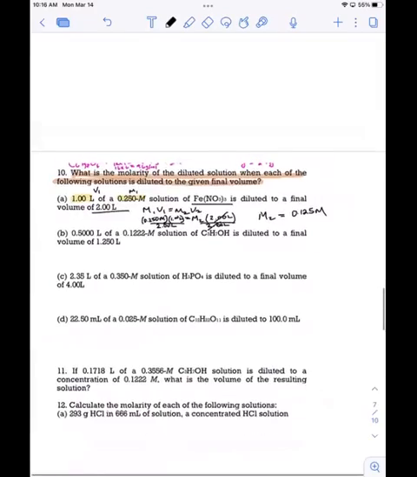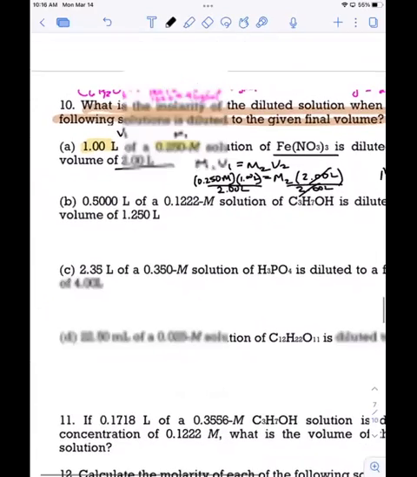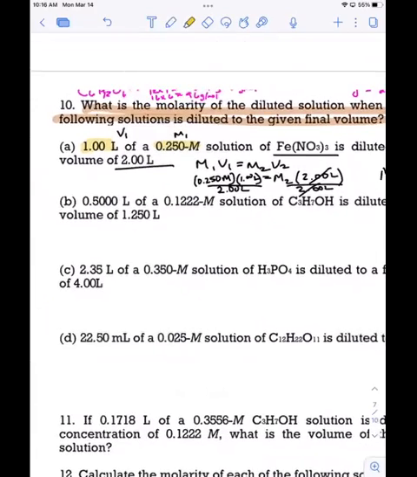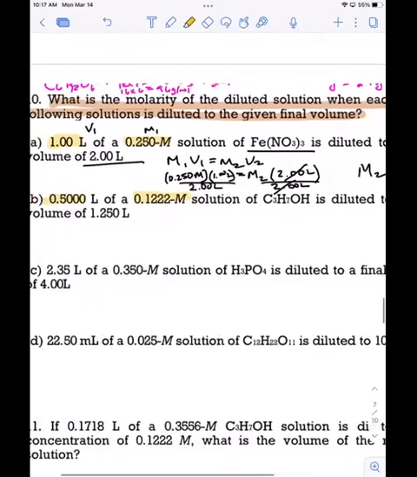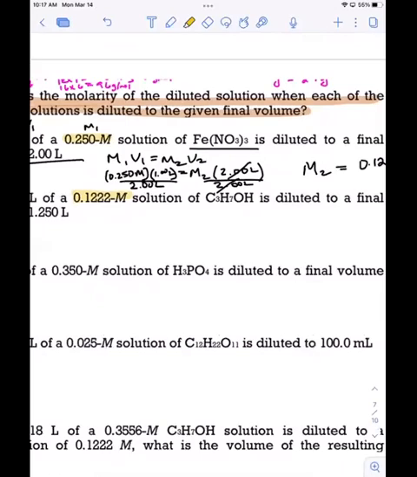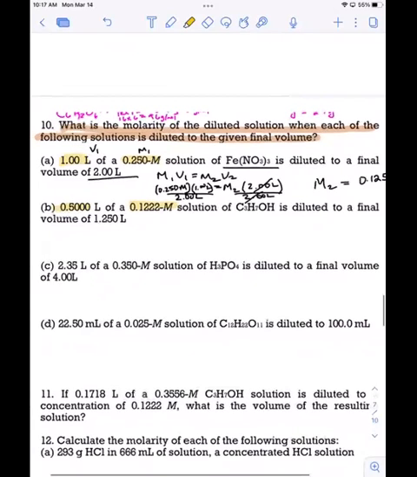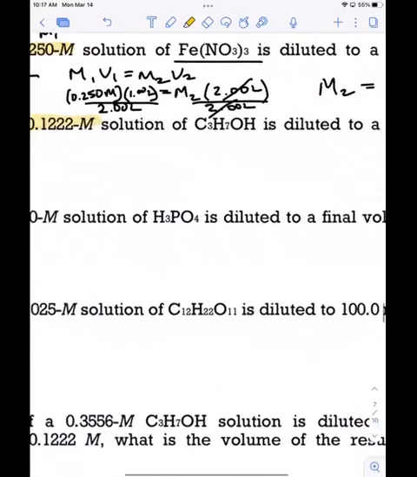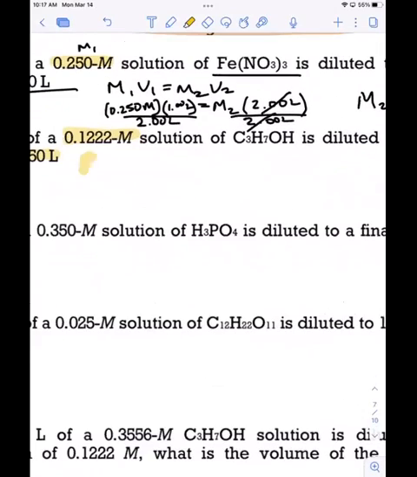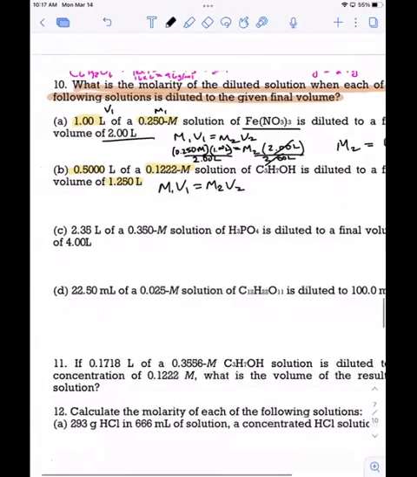All right, so let's do the next one. Again, it gives us V1, 0.5 liters of a 0.1222 molar solution of C3 propanol, is diluted to a final volume of 1.250 liters. So again, all you're doing is setting up the dilution equation. M1 V1 equals M2 V2. What are we looking for here?